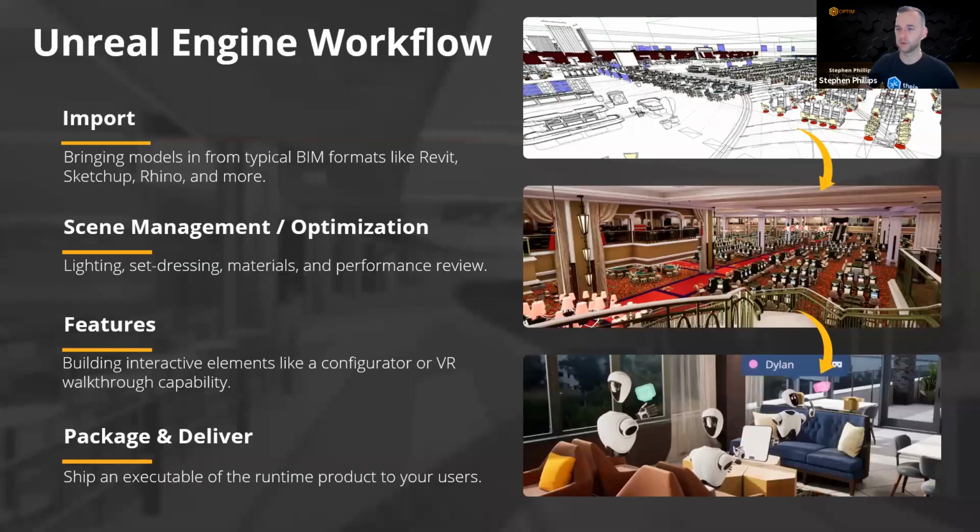All right, that was not as quick of a tip as I thought. So the overview of the Unreal Engine workflow is three or four main pieces. I'll just give the rundown. Importing your model, managing the scene or optimizing it, building in any features you need, and then packaging and delivering that to the client. You can't really skip too much of that.